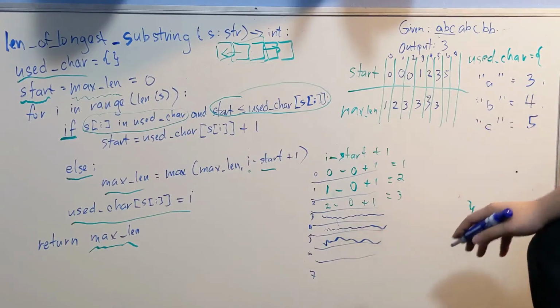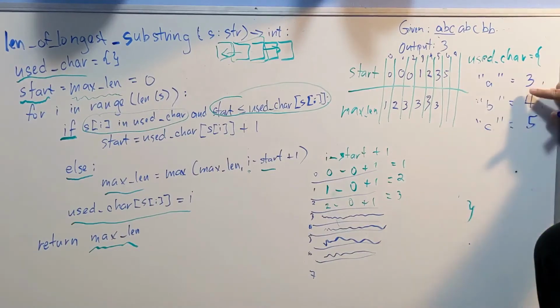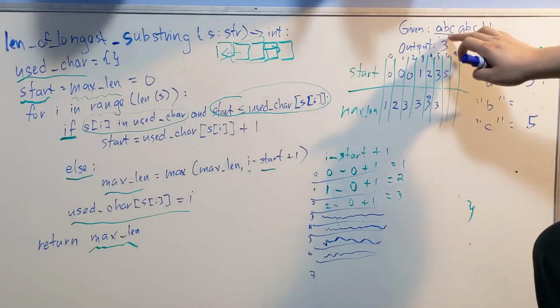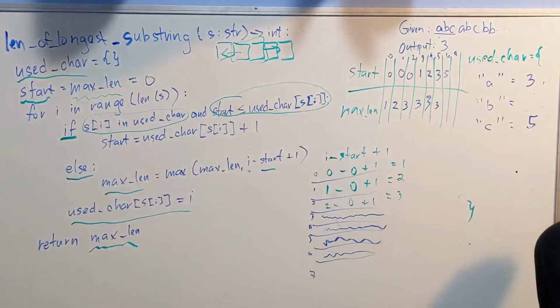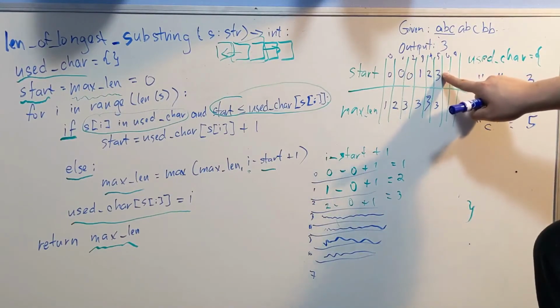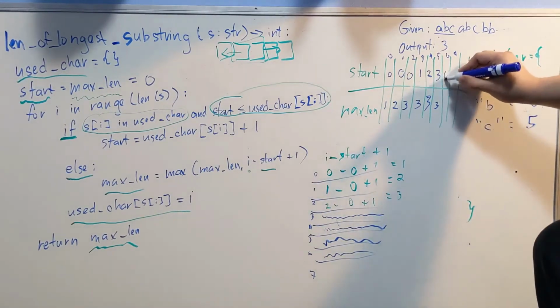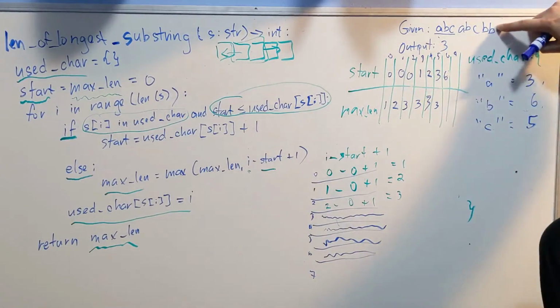Now, we also skip this again. Then we update this. This becomes 0, 1, 2, 3, 4, 5, 6. Sorry, this should be 6 as well. And then now, let's go to the last one.